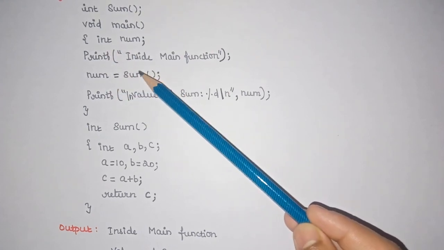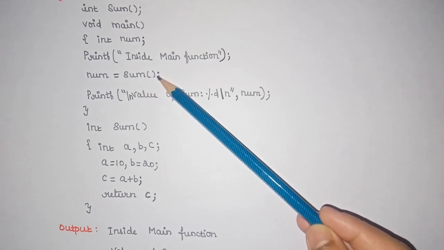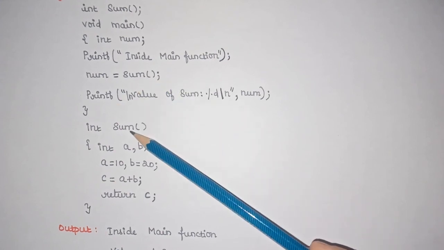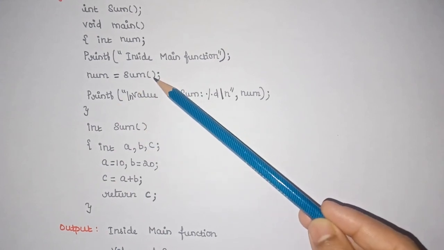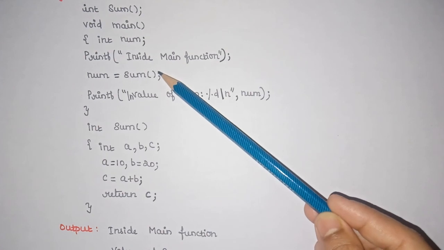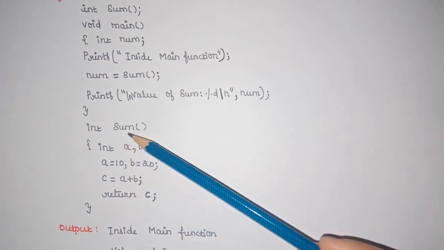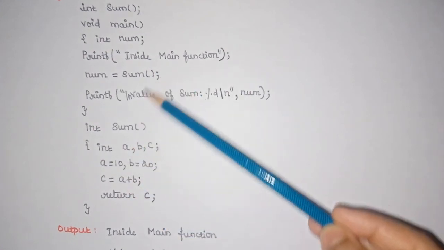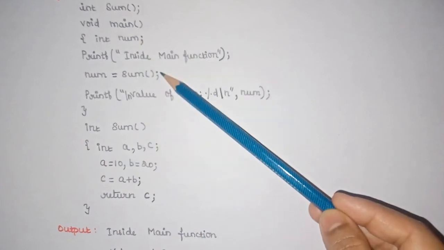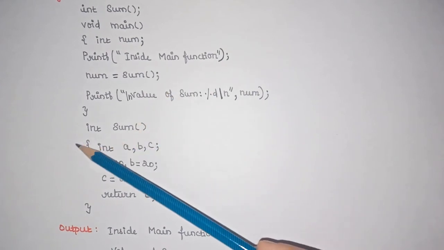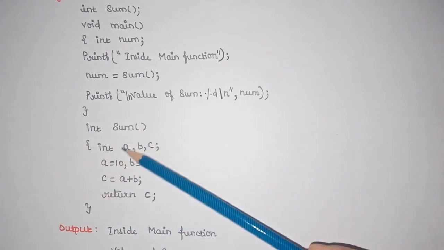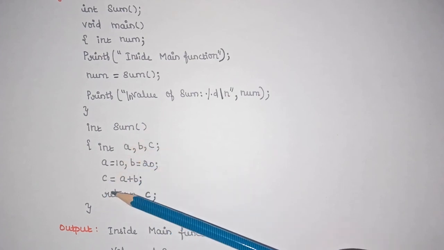So when a function call is met, when the compiler encounters the function call, the control will directly move to the function definition. When it sees this function call, it will check for the function definition. So here is the function definition which matches this function call. It will move here, then it executes the code block of this function definition.